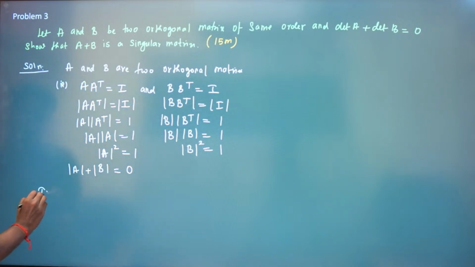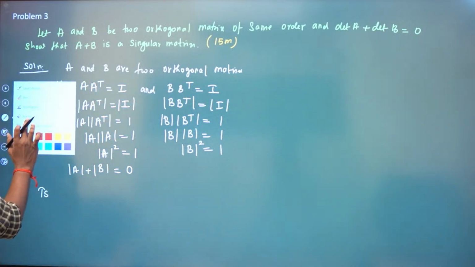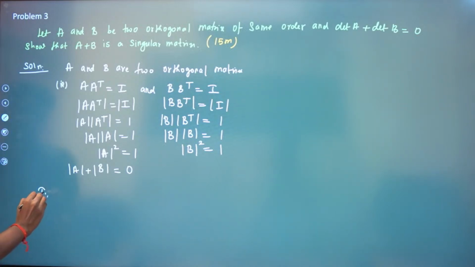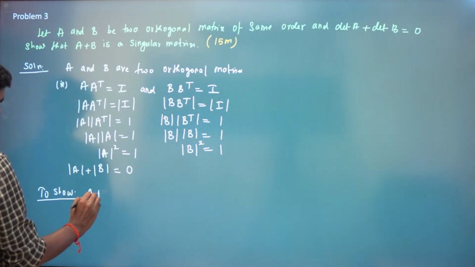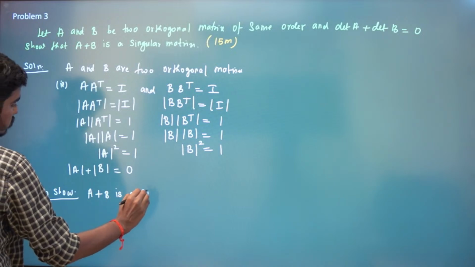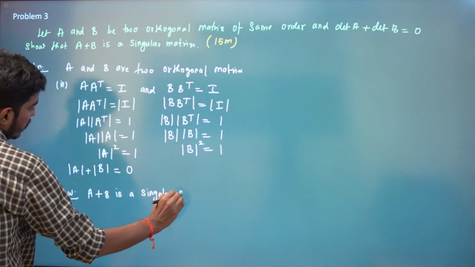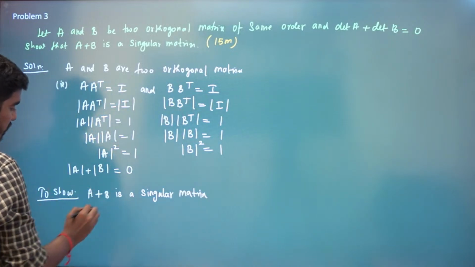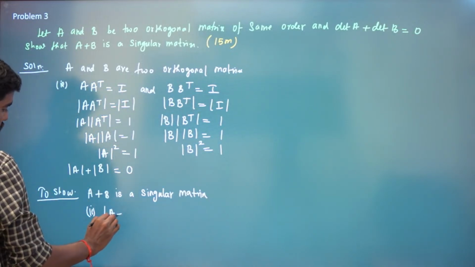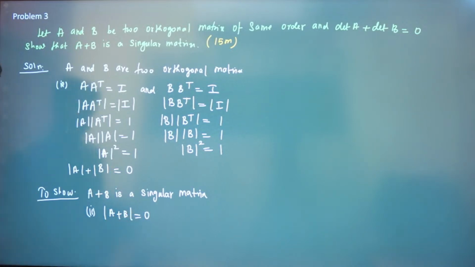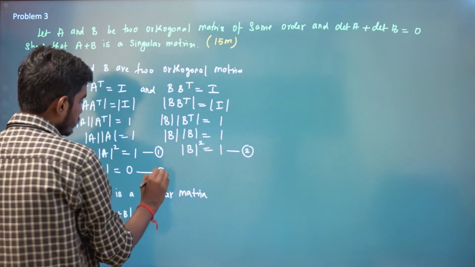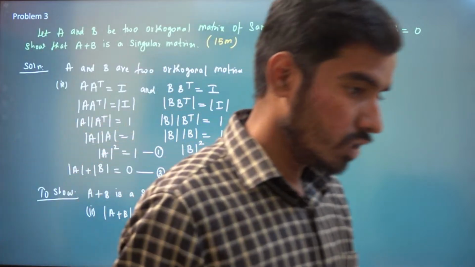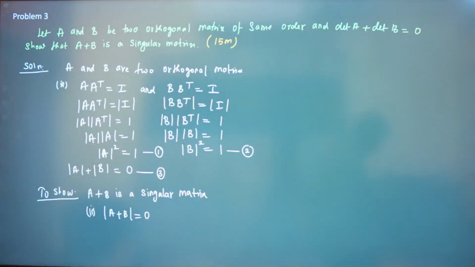Now what we need to show is that A plus B is a singular matrix. That is, we need to show determinant of A plus B is equal to 0. So we have this much information, right? Call this 1, call this 2, call this 3. So with the help of 1, 2 and 3, we will show that determinant of A plus B is equal to 0, right? Okay.